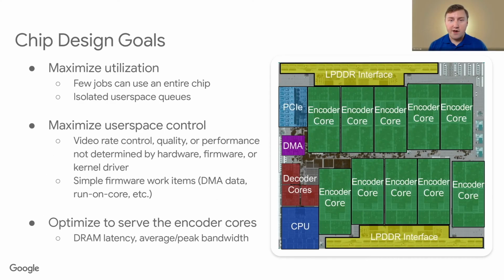Our workloads range from a single output transcode with 1 encode per decode to a multi-output transcode, or MOT, with 48 or more encodes per decode. Since most workloads will not saturate a chip, we use isolated firmware-managed queues to help maximize utilization. We support flexibility by keeping all video-related decisions in software, with the firmware only executing simple items such as DMA this data block or run work on an encoder core.